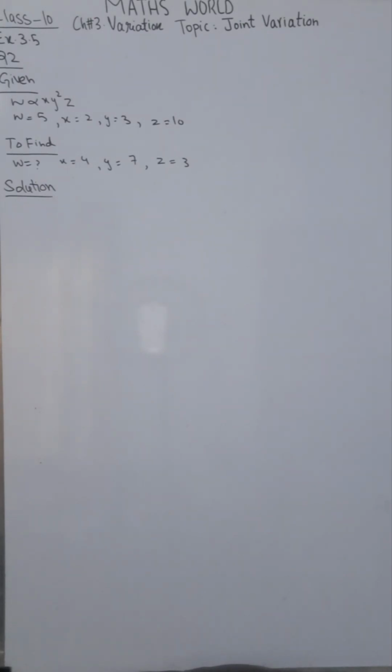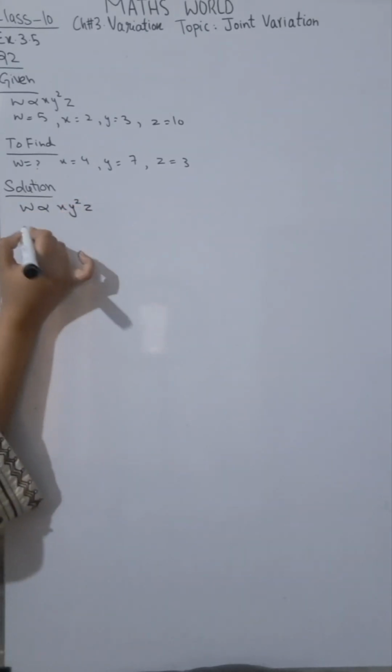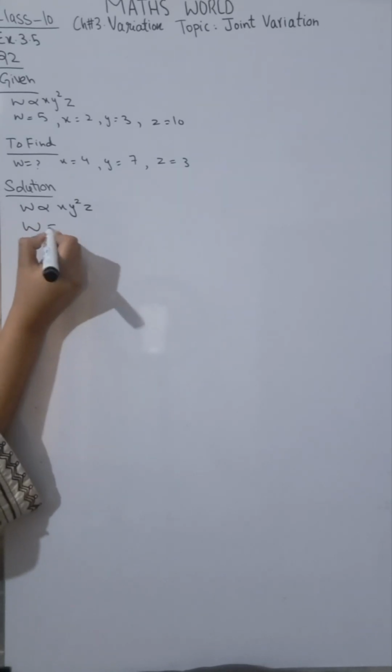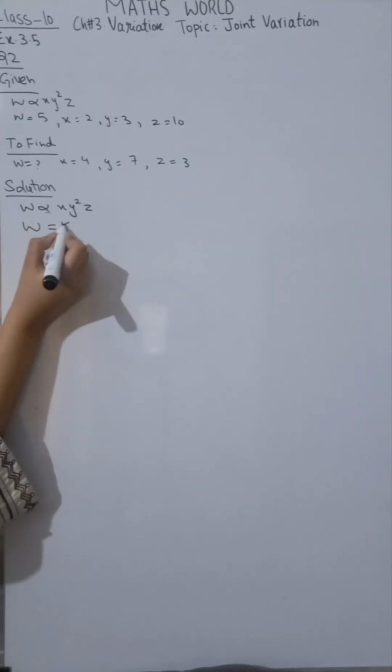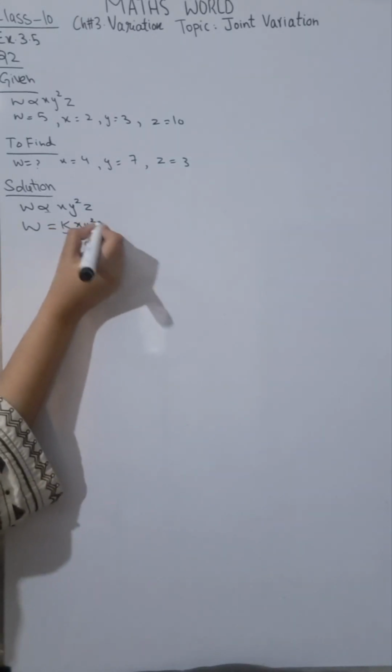W is equal to 5, x is equal to 2, y is equal to 3, and z is equal to 10. And we have to find what is the value of v when we have x is 4, y is 7, z is 3. So now, as previous, what you're going to do is find the value of k. So you write v proportional to x y square z, replacing the sign, putting equal, and using k, that is k x y square z.